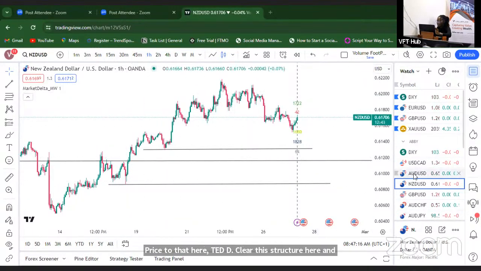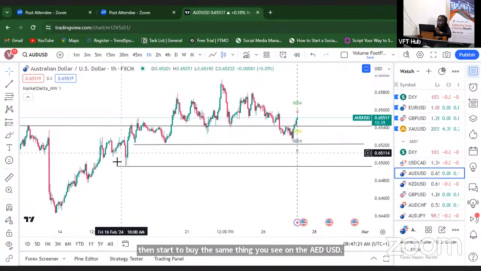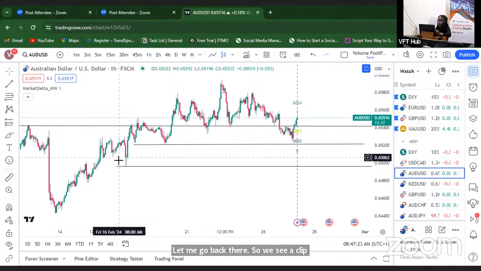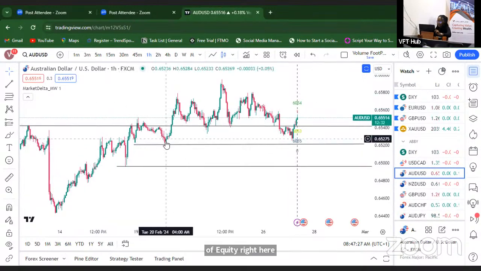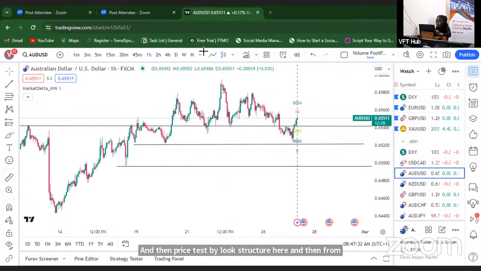The same thing we see on the AUD/USD. Let me go back there. So we see a clear sweep of liquidity right here, and then price started to buy, broke structure here, and then formed our C. Is that clear, sir?